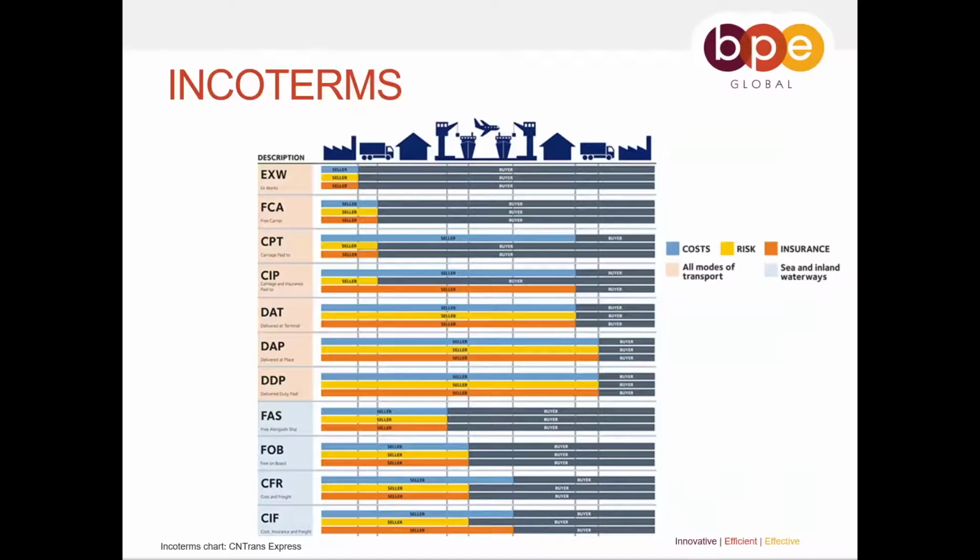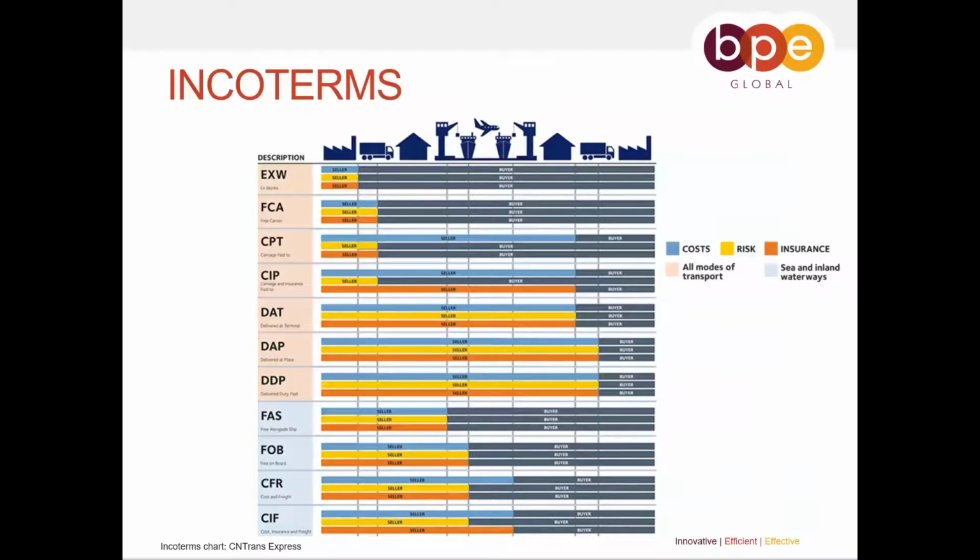Now, in the chart itself, you'll see the factory to factory and then all the processes in between. The trucker takes it to the warehouse, the cranes lift it onto the boat, and so on, all the way through the supply chain. So you'll see on this chart that the darker blue are costs, the yellow is risk, and the orange is insurance. And those three elements, the seller is responsible for paying. The dark gray, kind of blue, the buyer is responsible for paying.